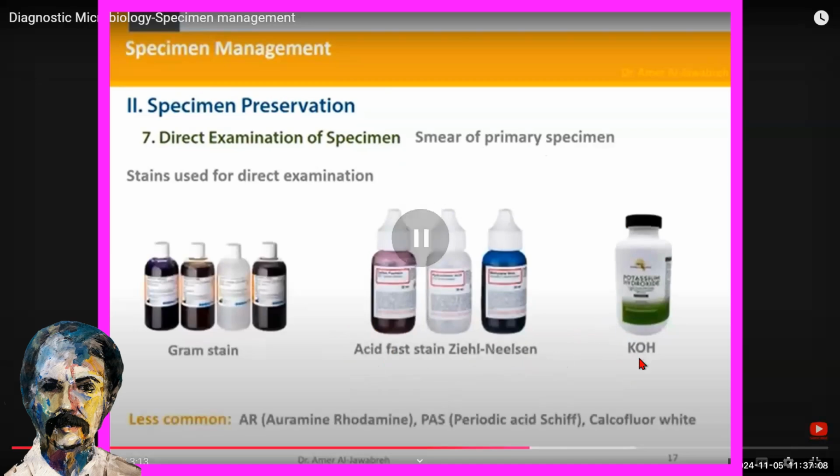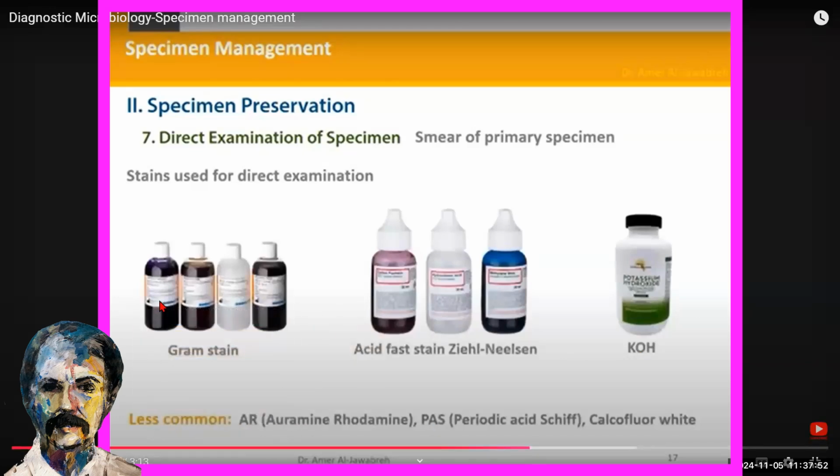Then we have KOH. KOH, potassium hydroxide, this is mainly for fungus, ringworm and others. Tinea also, not the tinea parasite, but the tinea fungus. Tinea rubrum, tinea unguium, tinea capitis in the head. So KOH is mainly for the fungus. And what does the KOH do? It dissolves the keratin, which might mask the fungus. So the keratin is dissolved and the fungus is seen as fluorescent green.